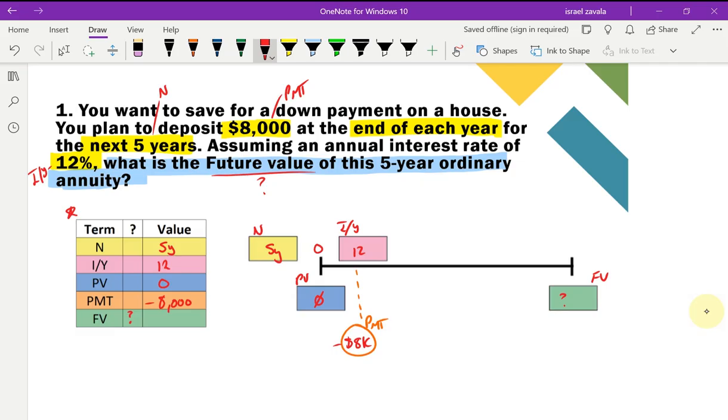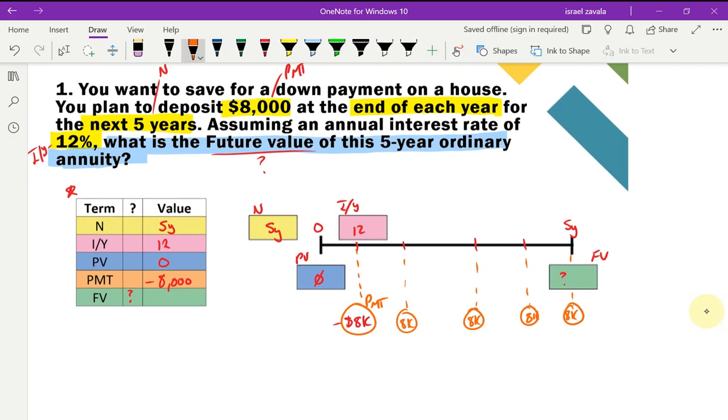So remember, this is at time 0. This is at time 5. So then we have these markings here. So we have 8K, and then you have some other bubbles here, right? You have 1, 2, 3, 4 for a total of 5 payments. Each one of these contains 8K inside of it, right? This is our stream of payments, for 5 years, 1, 2, 3, 4, 5.